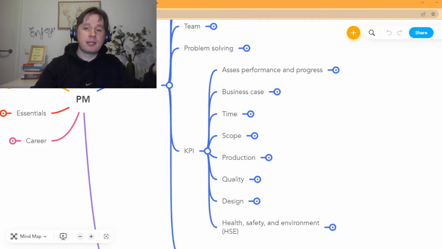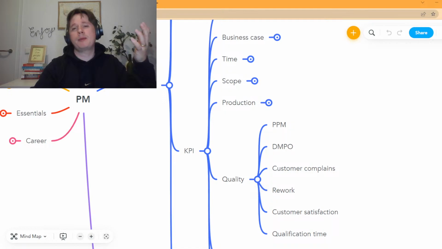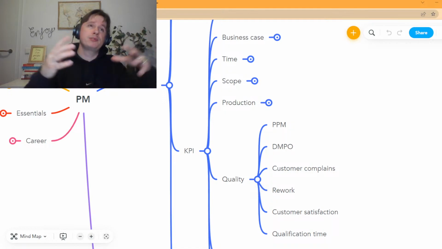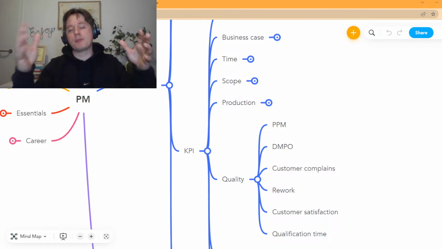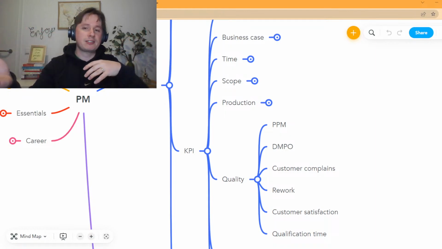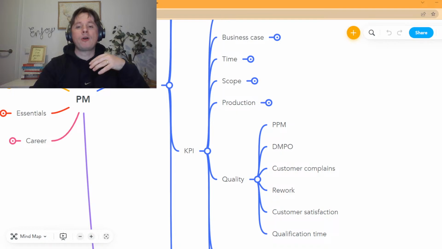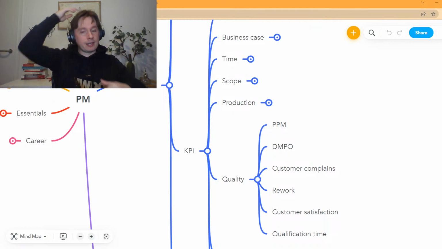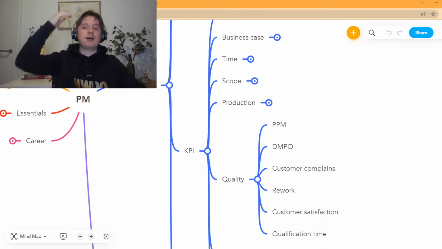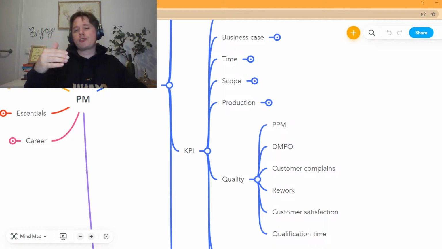You can have quality KPIs in projects. For quality KPIs, if you're producing something, it can be PPM, that's parts per million. Usually you're trying to measure the defects with that. Or you can have DPMO, that means defects per million opportunities. Here you usually are trying to measure the level of quality of your process.